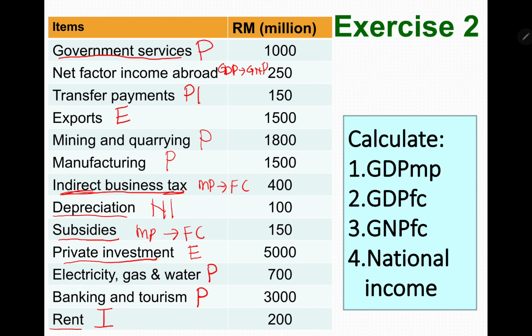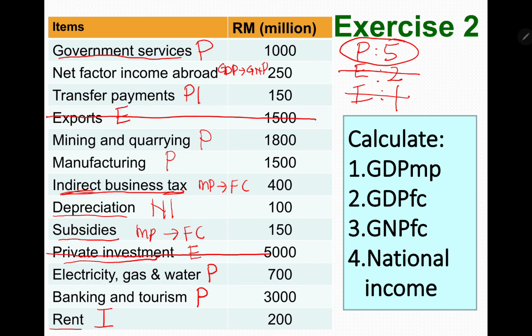So in this table, you have three approaches: product, expenditure, and income approach. But you can compare. For product, you have 1, 2, 3, 4, and 5 items. For expenditure, you have 1 and 2 items. For income, you have only 1 item. Which means the majority is talking about product, while 2 for expenditure and 1 for income. So these you can cut from the table. Export you can cut, private investment you can cut, and rent you can cut from the table. So when you want to calculate GDP at market price, the first step, do not use C I G X M because you know the dominant will be the product approach.